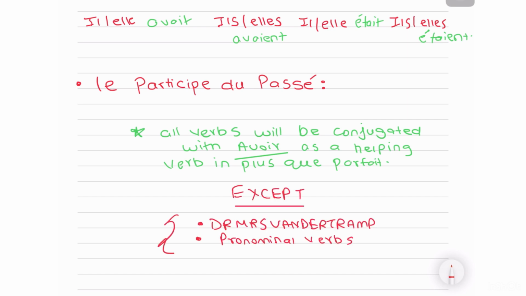So both of these go with être as the helping verb. Dr. Mrs. Van der Trump, that's our acronym for all the verbs that are done with être. Some of us also know it as the advent rule, right? It doesn't matter how you know them, you should just know which verbs these are. Then all the pronominal verbs, reflexive verbs where the action is done by the subject on himself or herself, are also done with être.